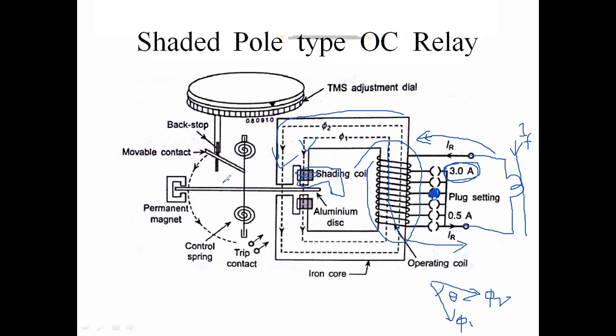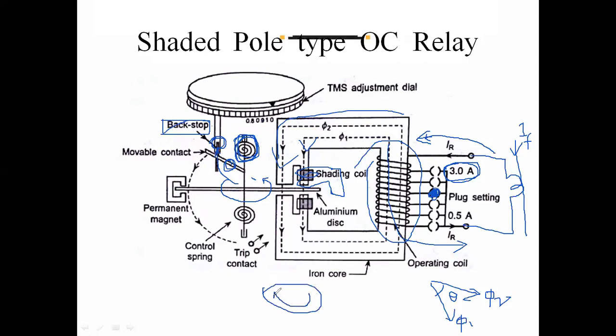So for fault current, this disc starts rotating like this. There is a spring. This is a spring. The spring produces the restraining torque, and here we have a backstop. The backstop is basically the starting point of the rotation. This is the movable contact, the moving contact, and on this backstop we have a fixed contact. So when the moving contact touches the fixed contact, the relay will operate. But this disc has to rotate.